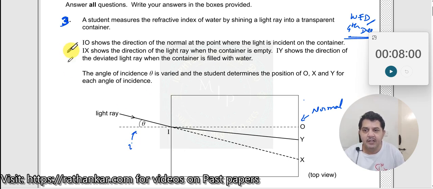IX shows the direction of the light ray when the container is empty. When the container is empty, there is no refraction. It goes straight like this. And IY shows the direction of the deviated ray when the container is filled with water. When you are filling this with water, this gets deviated like this. This is my refracting angle, R. The angle of incidence theta is varied and the student determines the position of O, X and Y.